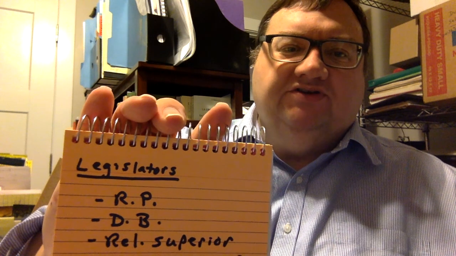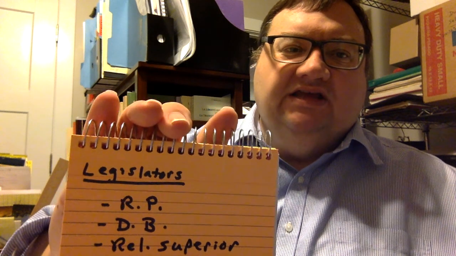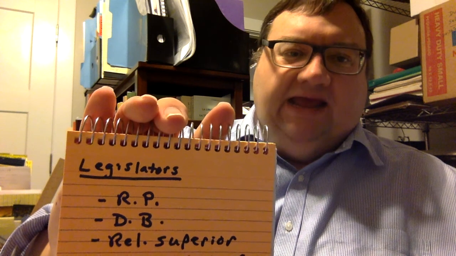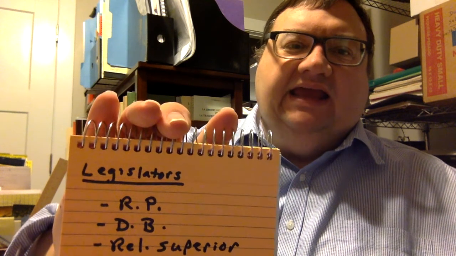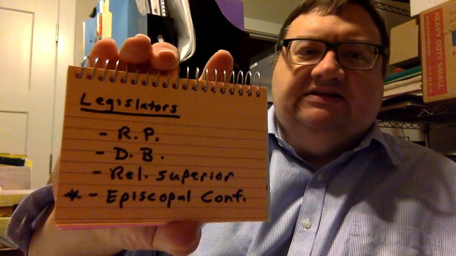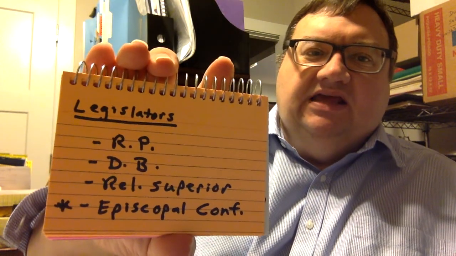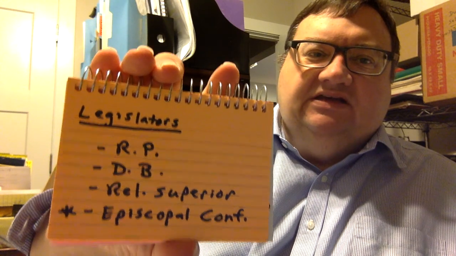Religious superiors also are legislators. So an abbot could be a legislator. And again, his law is particular law. It's for his community, for his abbey, not for the entire church. And then one other thing we'll list with an asterisk: Episcopal conferences, Conference of Bishops.